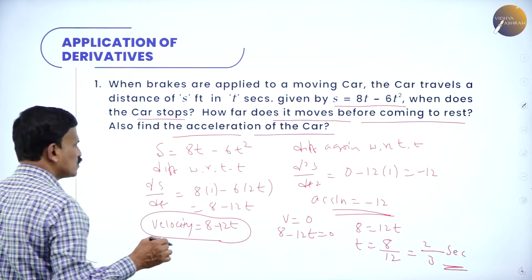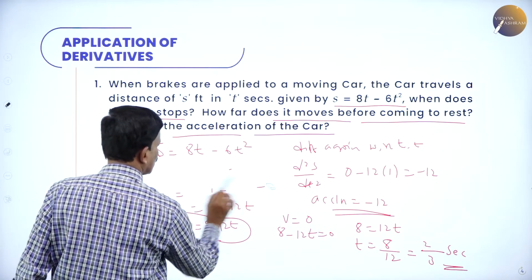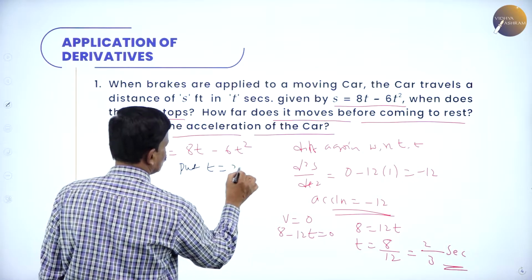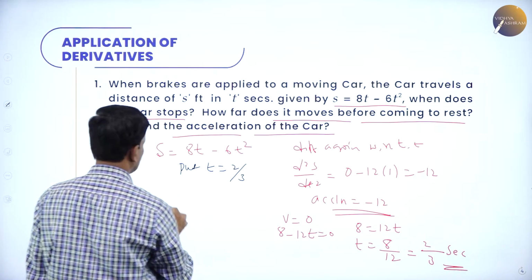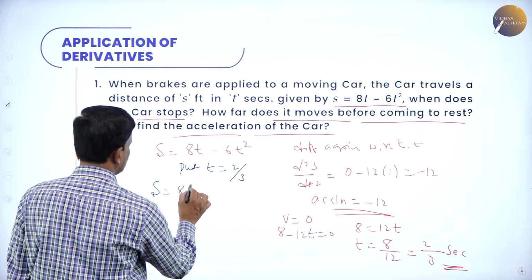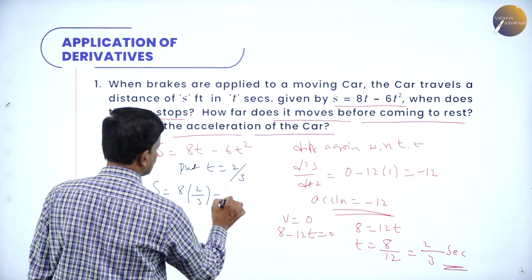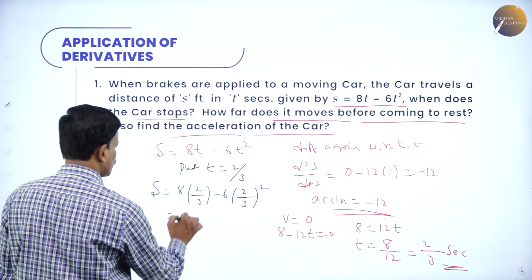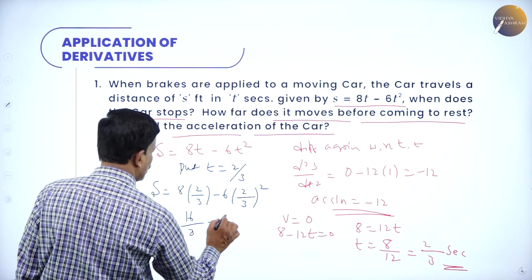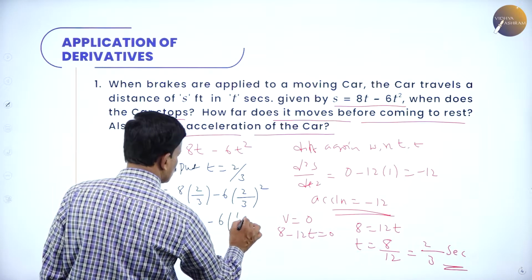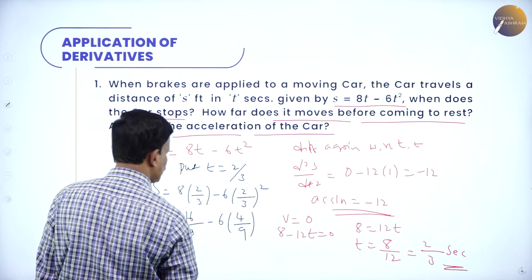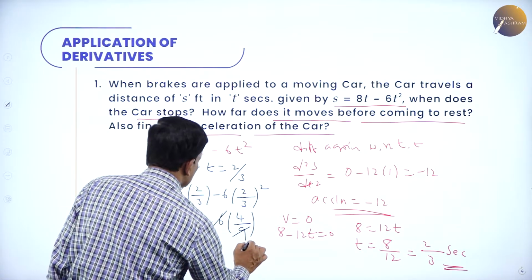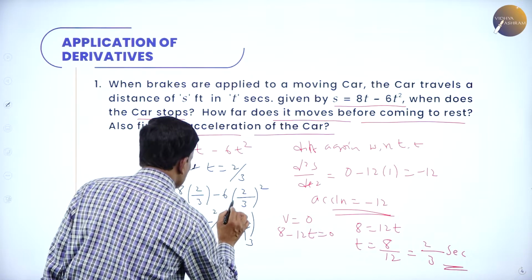Put s is equal to... now put t is equal to 2 by 3 in equation number 1. S is equal to 8 into 2 by 3 minus 6 into 2 by 3 whole square. This is 8 2s are 16 by 3 minus 6 into 2 2s are 4 divided by 9, or you can also divide by 3: 3 3s are 3, 2s are 6.